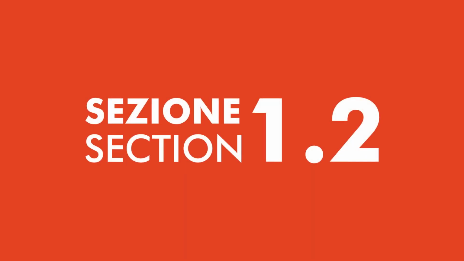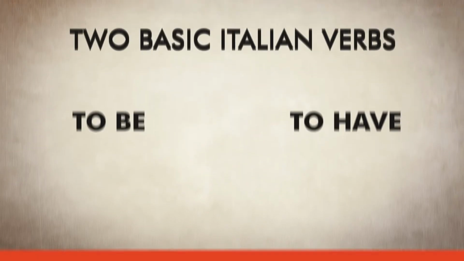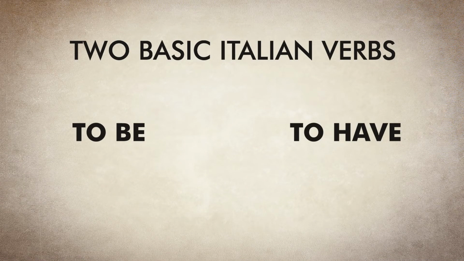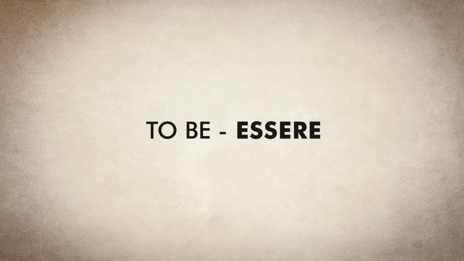Now we go to the section 1.2. In this section, we shall learn two basic Italian verbs, to be and to have. To be in Italian is essere.